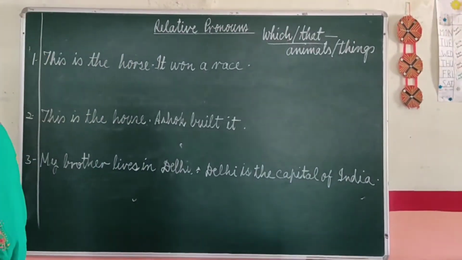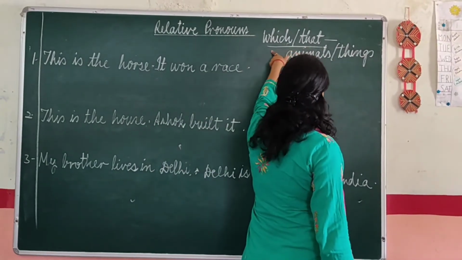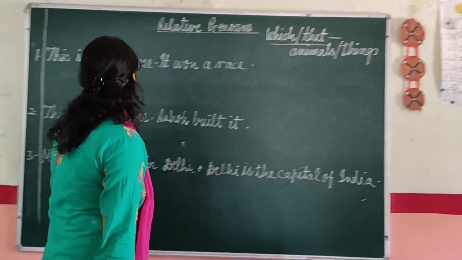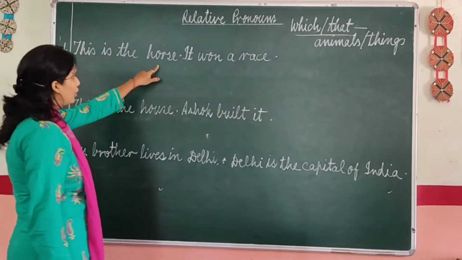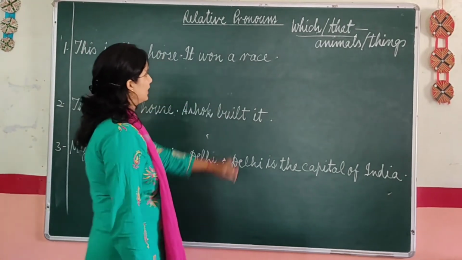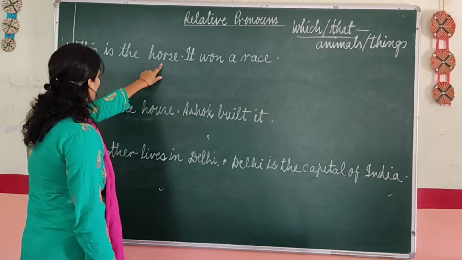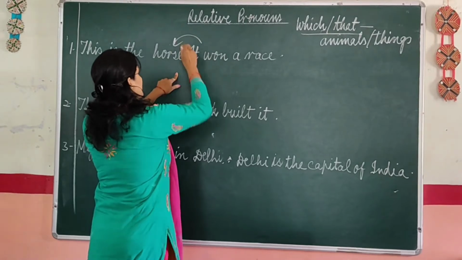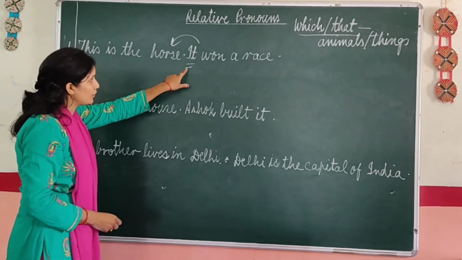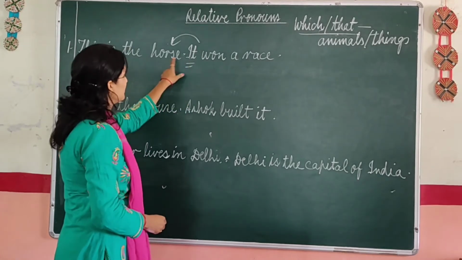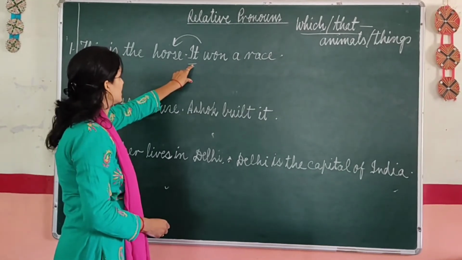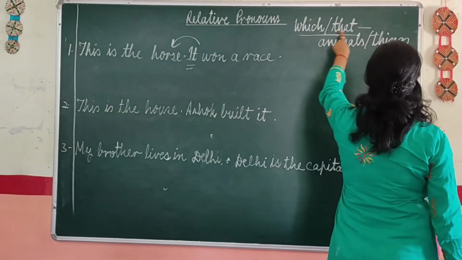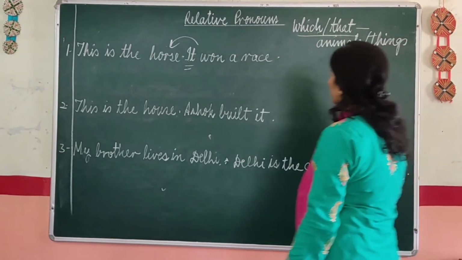Now let us see how to use which and that as relative pronoun to join the sentences. Which and that. We can use any one of them for animals and non-living things. This is the horse. It won the race. Here, this is the horse. We are talking about horse and it won the race. It is used for horse, means it is repeated. So we have to join these two sentences by removing this word, it. And you know what, in place of subject it is written? We have to use one of them. Which or that. We can write anyone.